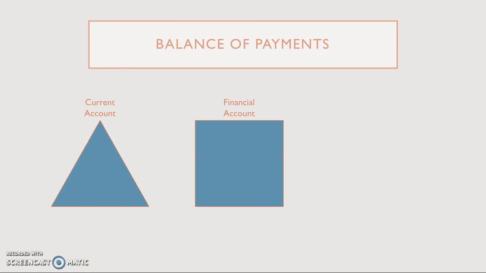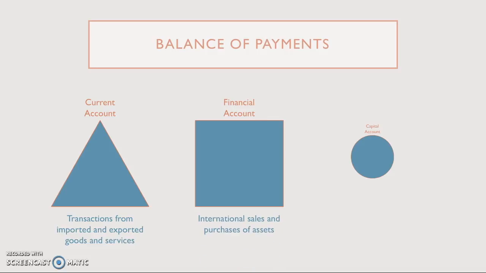All transactions between a country such as the UK and the rest of the world are recorded in a country's balance of payments. The balance of payments is largely made up out of the current account and the financial account. There is one more account in the balance of payments, referred to as the capital account, but this is of little importance for now. Per definition, the current account involves transactions from exported and imported goods and services, while international sales or purchases of assets appear in a financial account.